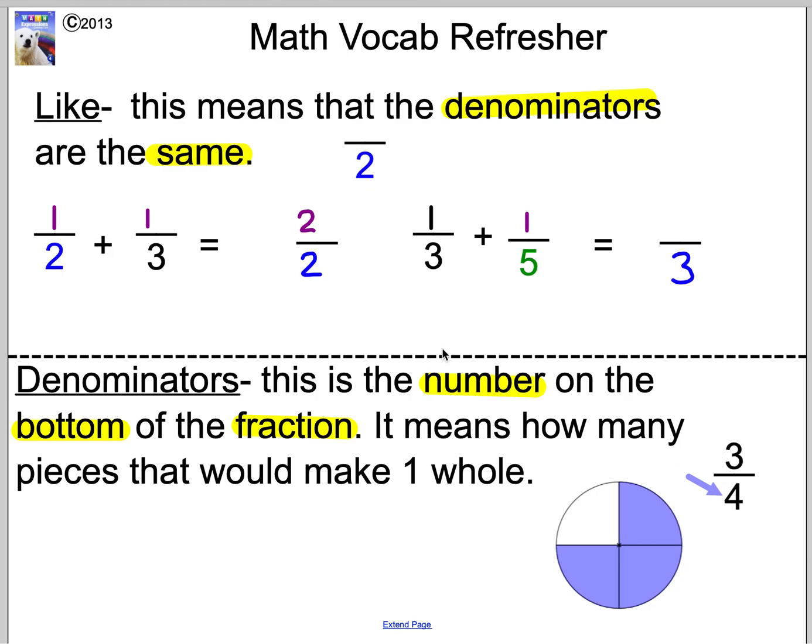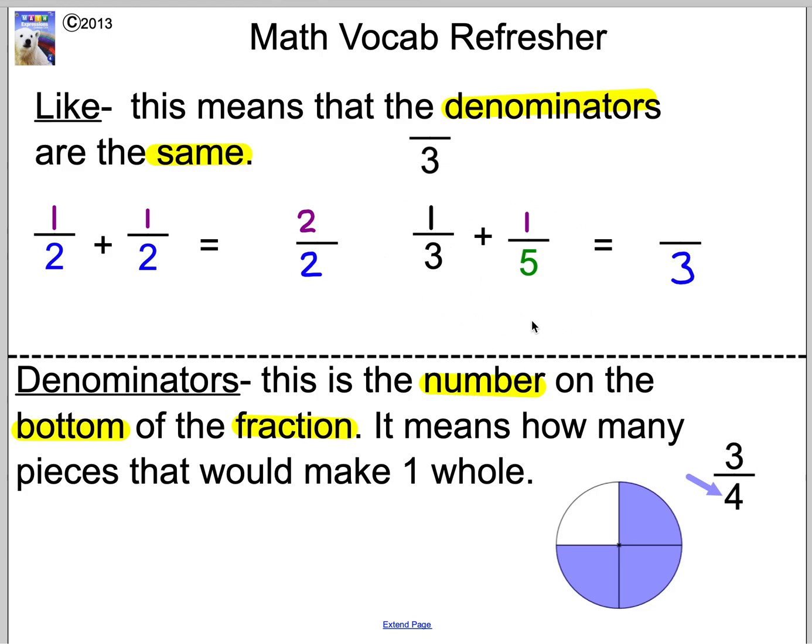So let's go back and talk about like denominators. In addition of fractions, in order to add, the denominators must be like or the same. So if I'm trying to add 1/2 plus 1/3, I can't do it right now. I've got to have common denominators. So now that I have 1/2 plus another half, I have both halves. That means now I can start adding across. 1 plus 1 is 2, and the denominators stay the same, 2 halves.